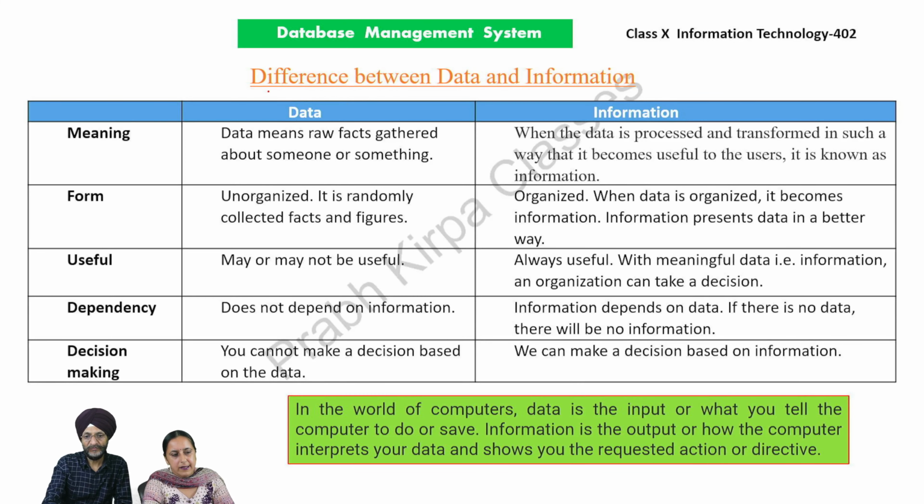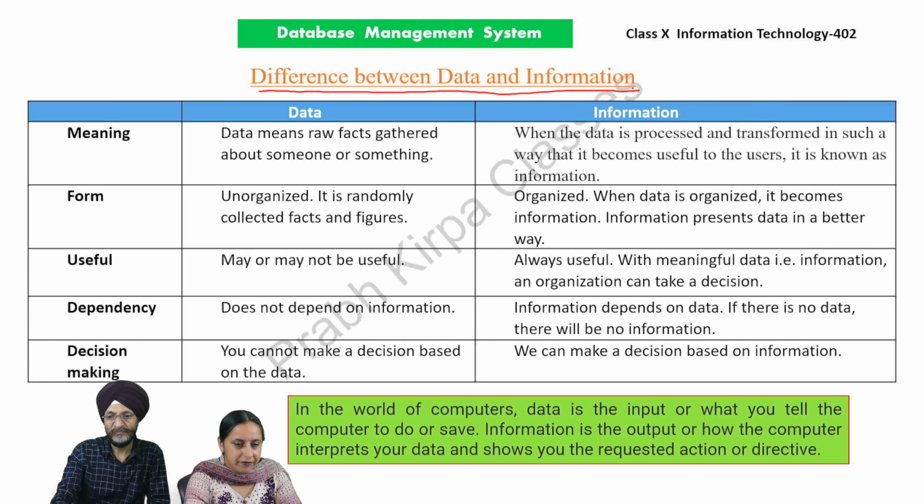Now we will understand the difference between data and information. Data means raw facts gathered about someone or something.